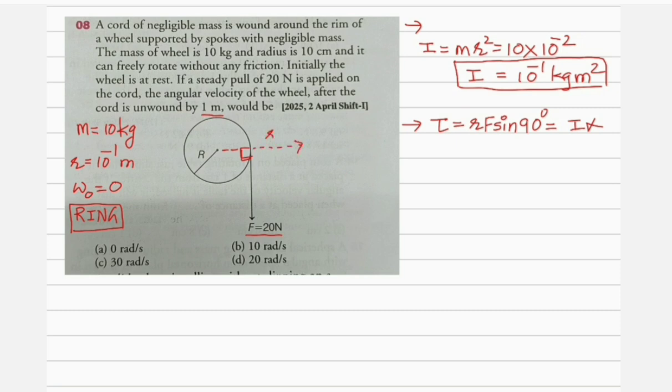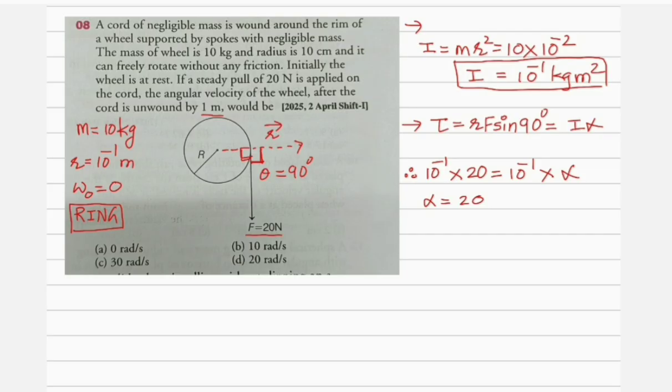r vector is this, right? And this is your F vector. बट जैसा मैंने आपको बताया, जो एंगल है वो तो बाय डिफ़ॉल्ट 90 है ही. So students, tau will be r F sin 90, that is equal to I alpha. So that means radius is 10 raised to minus 1 meter, applied force is 20 newton, sin 90 है, that is 1, and I, moment of inertia, is 10 raised to minus 1 multiplied by alpha, which is unknown right now. So alpha will be, students, 20.